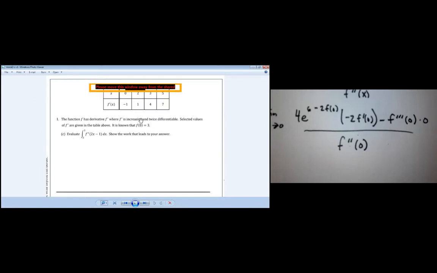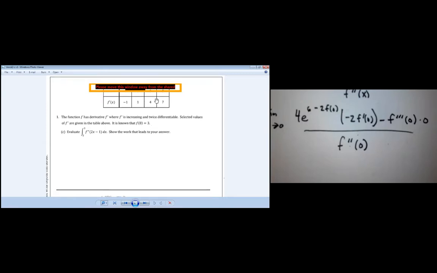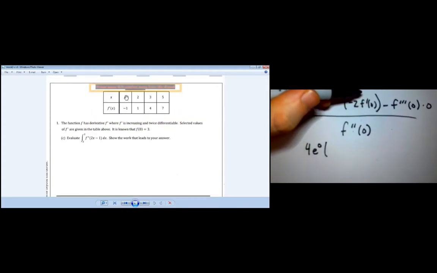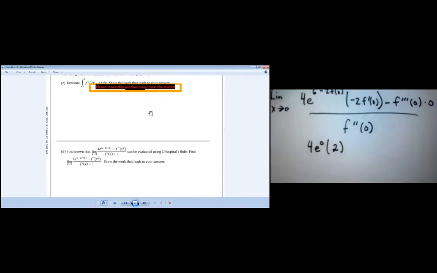So f of 0, how do we find that? Remember, anytime you're not sure, check the opening paragraph. Strong chance they just tell it to you. F of 0 is 3. So f of 0 is 3. That makes that 6 minus 6. That makes this e to the 0. So now I have 4e to the 0 times, what do we got going on here? F prime of 0. How do we find f prime of 0? That's in the box. F prime of 0 is negative 1. So if this is negative 1 and that's negative 2, it's going to make it a 2. Over here, it's minus 0.